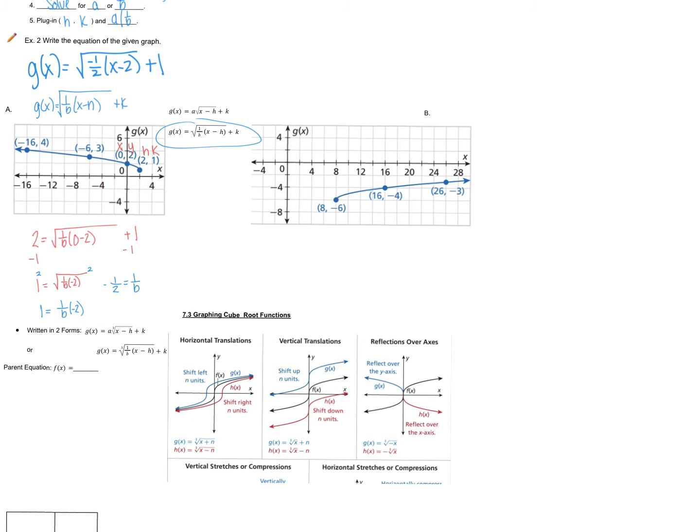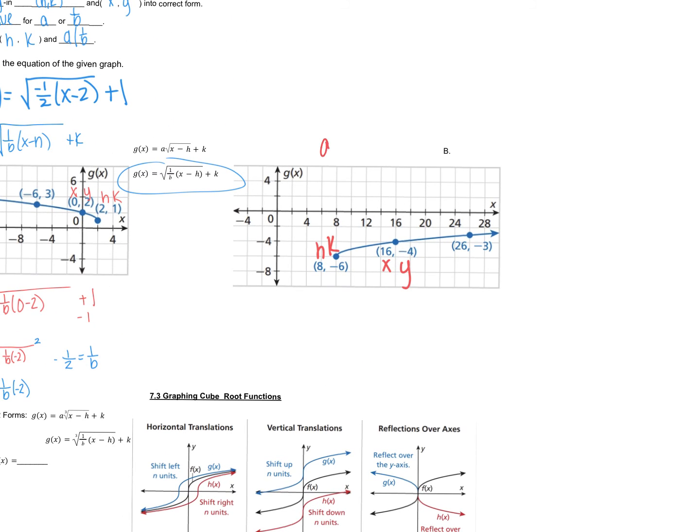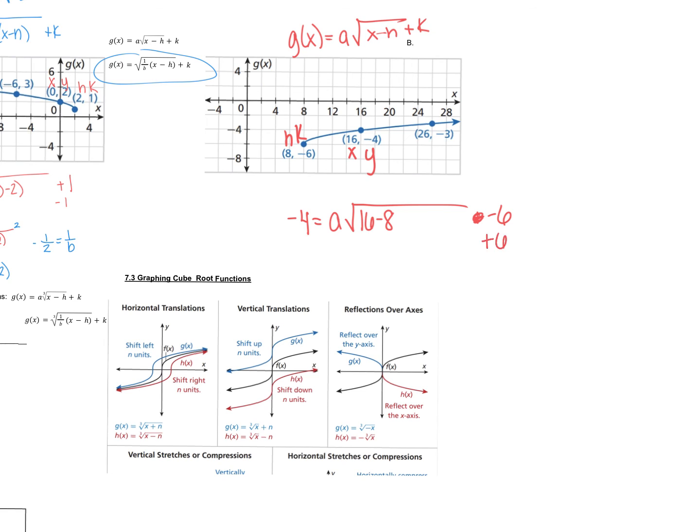All right, for the next one, we're going to pick this as our h, k, our beginning point, and any x or y. We are solving for a this time, so we are going to use this guy. All right, so let's go ahead and do that. So my y is negative 4 equals my a, which we don't know, times the square root of my x, which is 16, minus my h of 8, plus my k of negative 6. So we're going to go ahead and add 6. We get 2 equals a square root of 8.